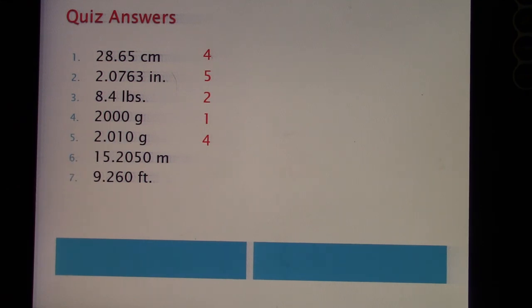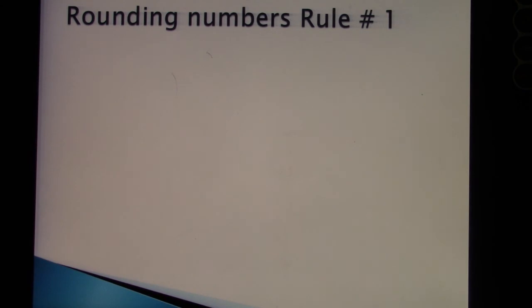How many sig figs does number 6 have? If you said 6, you were correct, and then the number 7 has 4. Okay, so those are the answers. All right, if you got those, you can do any problem. So, okay, let's move on to the next thing.